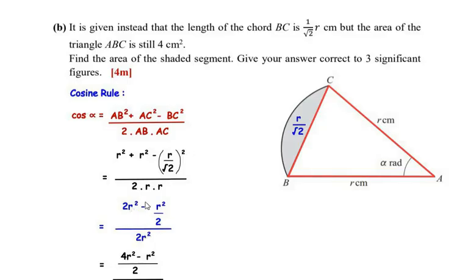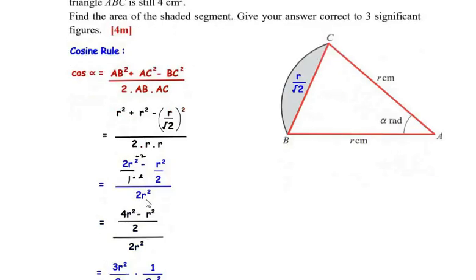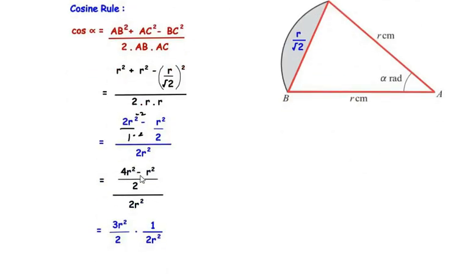Now let us take a common denominator over here. So 2r square can be written as 2r square over 1. So we are going to multiply the numerator by this number, which is 2, and the denominator also by 2. So this gives us 2r square times 2 as 4r square minus r square over a common denominator 2, divided by 2r square. Now here 4r square minus 1r square, they are like terms. So subtracting them, it gives us 3r square over 2 divided by 2r square.